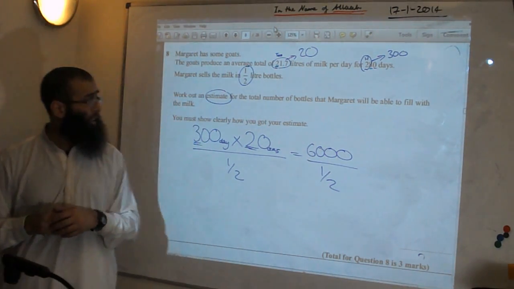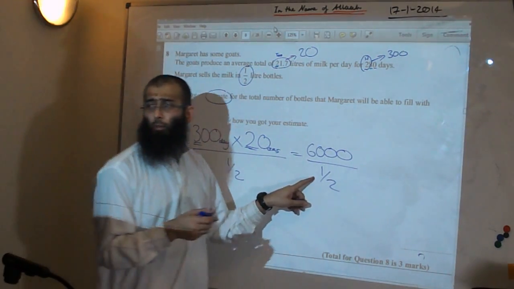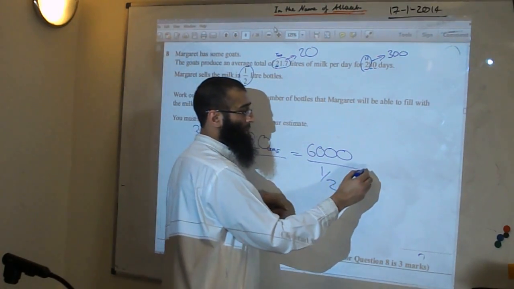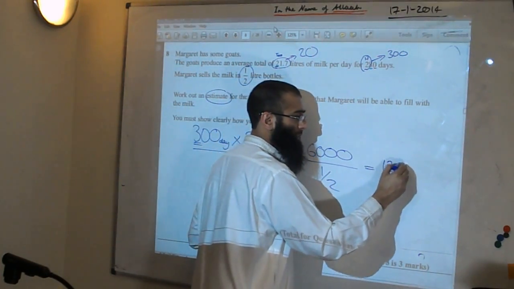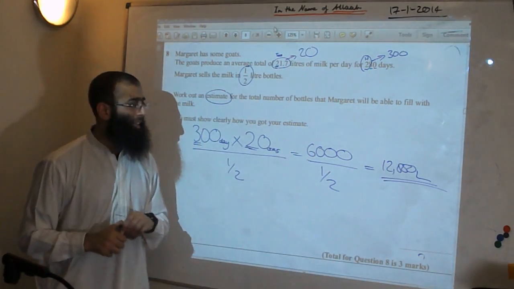Right, 6,000 divided by a half. Rutaba, 6,000 divided by a half. When you divide by half, what do we do? Times by 2. So the answer is 12,000. 12,000 litres. Okay, folks, one quick way to think about this.